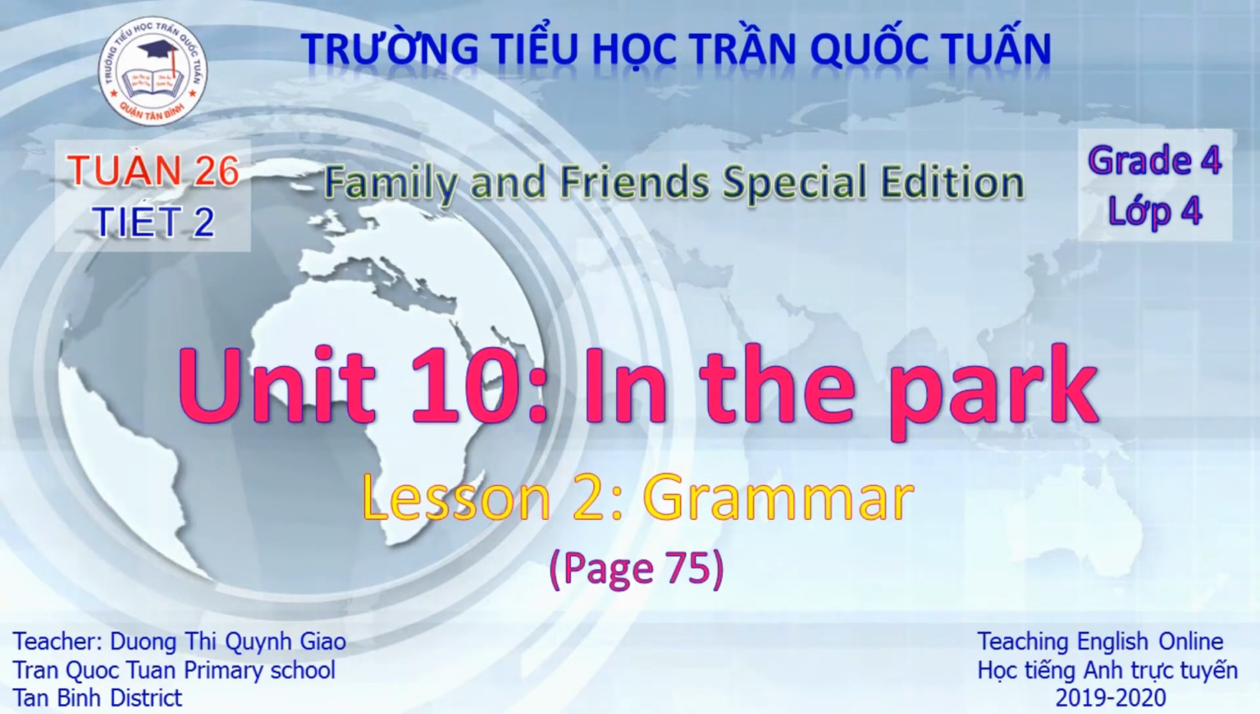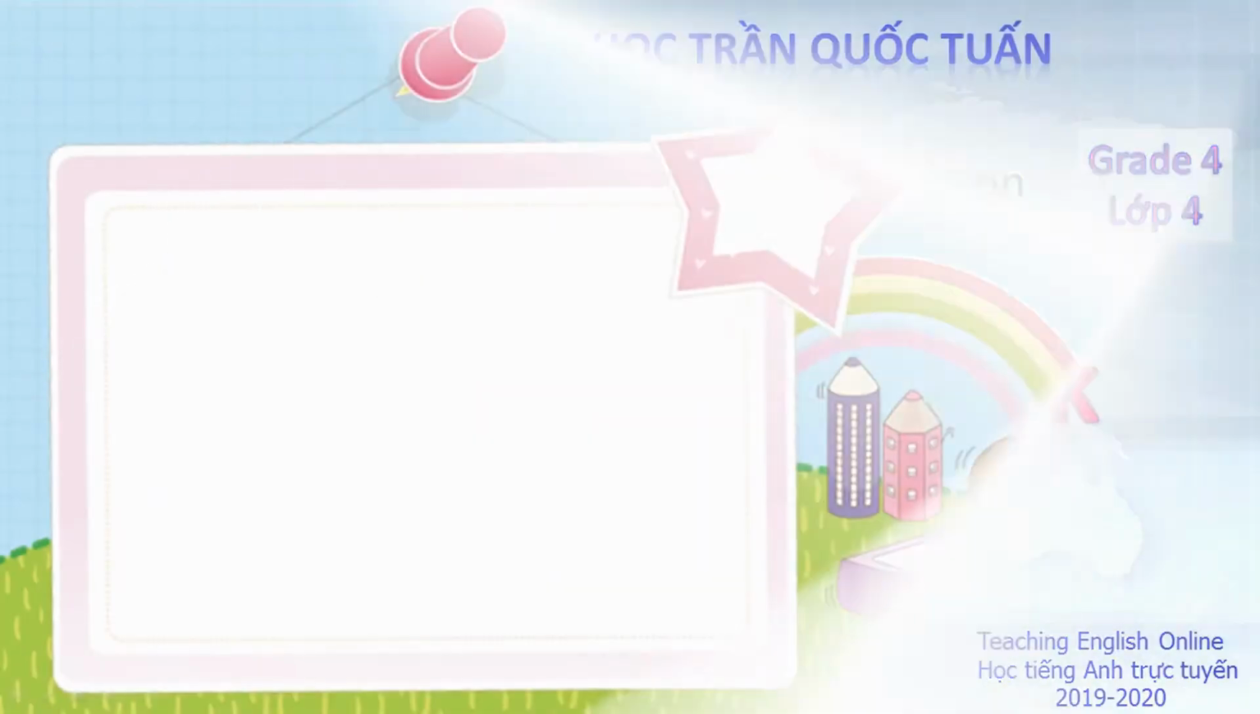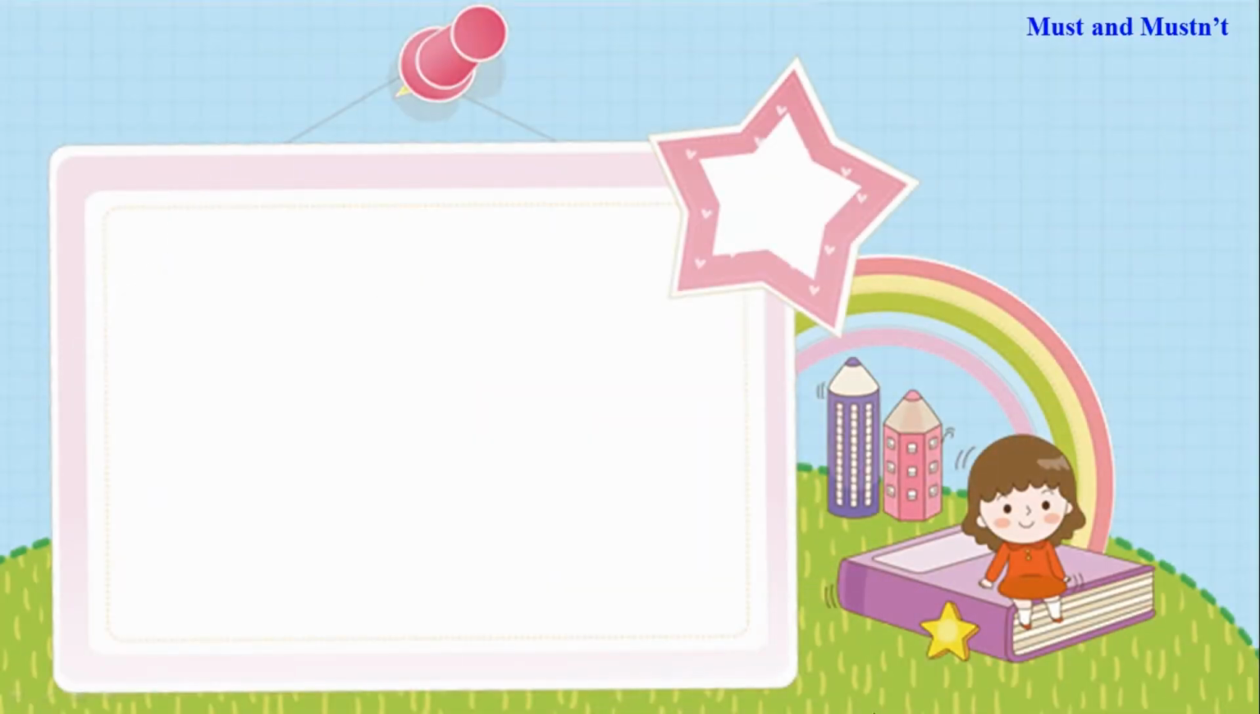Today we're going to study Unit 10, In the Park, Lesson 2, Grammar. Now open your book to page 75. We will study the modal verbs must and mustn't.